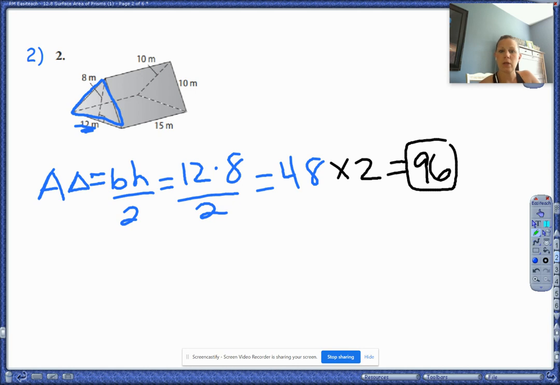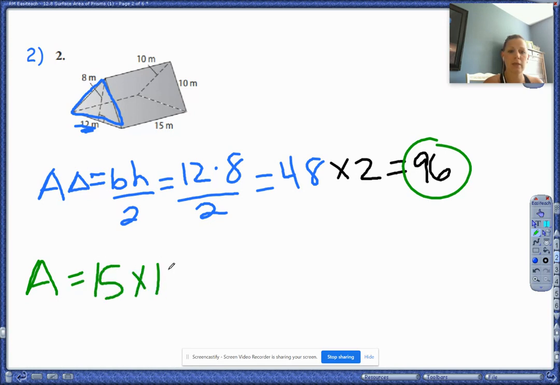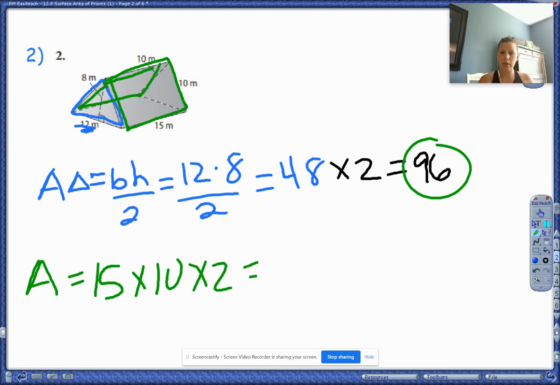Then, if we notice, this is a nice isosceles triangle in the front and in the back. So my two slants are the same dimensions. The rectangles are the same dimensions. And then the bottom rectangle is a different dimension. So my two slants, that's here and then here. So it's going to be 15 times 10. So that's here and here, times 2, because there are 2 of those. So 15 times 10 is 150. 150 times 2 is 300. I'm going to circle that because it is part of my final answer.